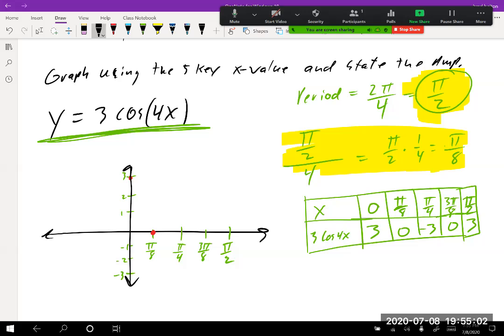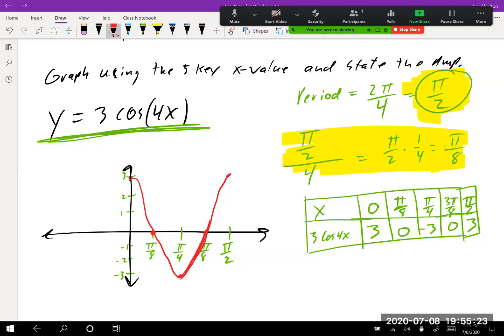Okay, so now we go pi over 4, -3. And then 3 pi over 8 is 0. And then pi over 2 is 3. And again, sometimes in your book, they're going to ask you to draw more than one period. That's okay. It's pretty straightforward once you get the idea behind it.